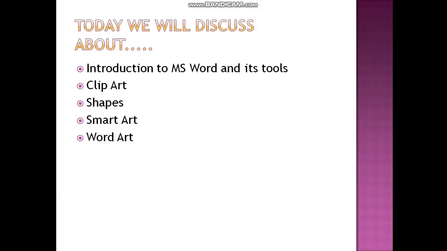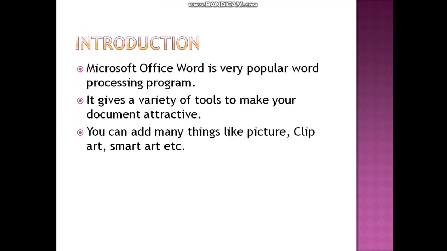So today we are going to discuss the introduction to MS Word and its tools: clip art, shapes, smart art and word art. So what is Microsoft Office Word and what are we going to study in this chapter? Microsoft Office Word is a very popular word processing program. Word processing program means in which you can edit the documents, you can type the documents, right? And it gives you a variety of tools to make your document attractive.